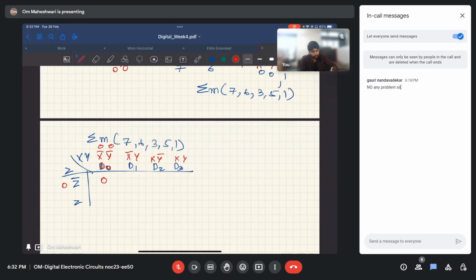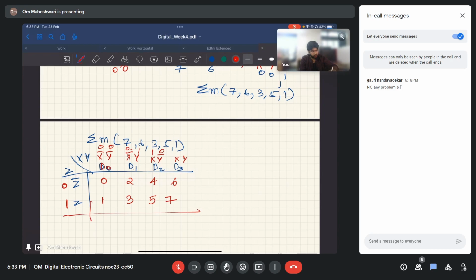So 0, 0, 0 is 0. This is 0, 1, 0. 0, 1, 0 is 2. 1, 0, 0 is 4. 1, 1, 0 is 6. 0, 0, 1 is 1. 0, 1, 1 is 3. 1, 0, 1 is 5. And here 1, 1, 1 is 7. Okay. These are the numbers that we have.